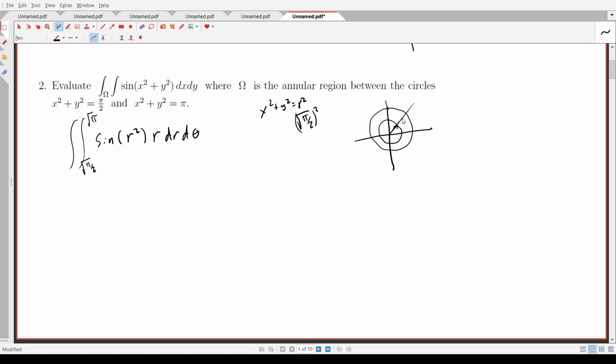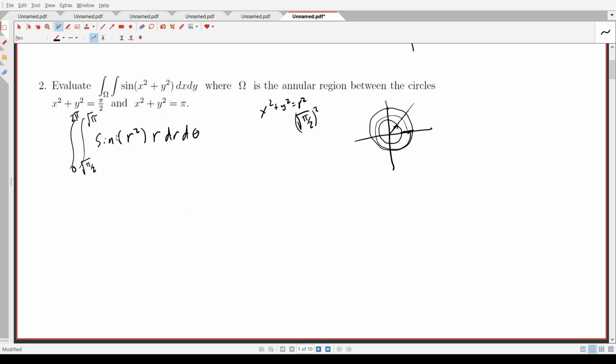Now I have this slice, and I want to use this slice and rotate it in the theta direction, clockwise, and I want to be able to cover this entire region. So if I start at theta equals 0, I need to rotate this all the way around. That means that theta is going to go from 0 to 2 pi. Okay, and that's going to be how you solve this.